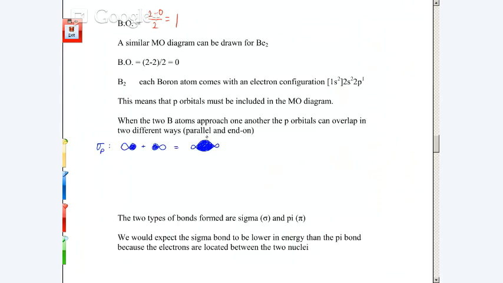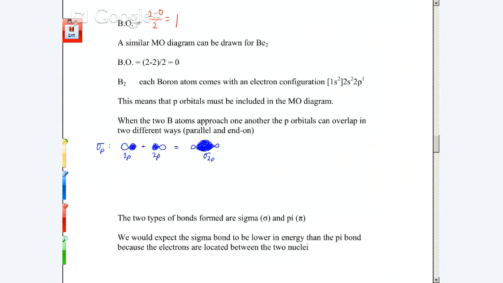Can you see how they form that shape? Kind of the two things mushed together. So here you have p plus p equals sigma from the p. So whatever it is, if it's a 2p and a 2p, then we make a sigma that comes from the 2p.